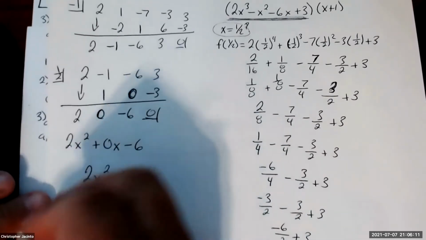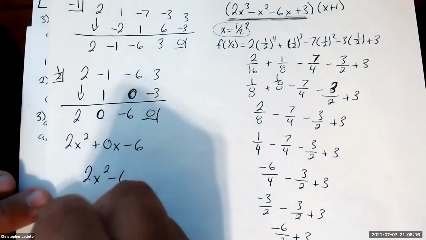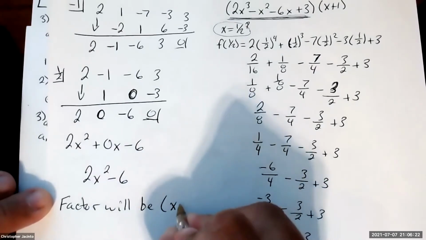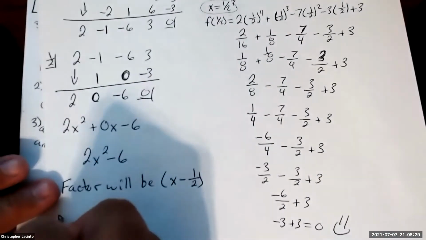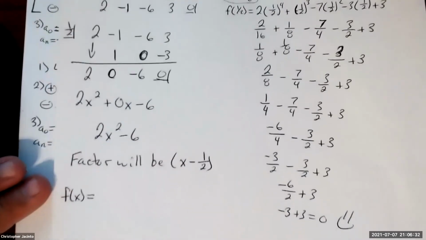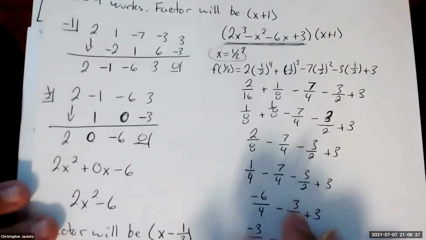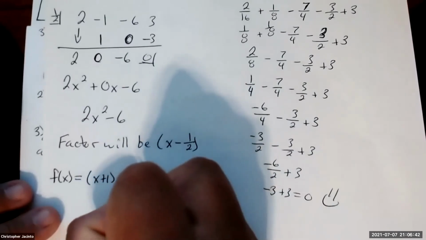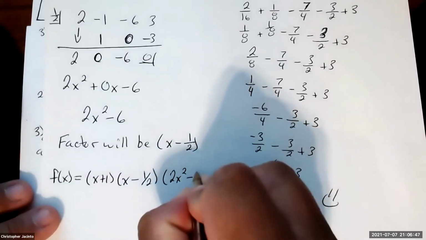Okay, so before we go any further, just like on top, since we know that 1/2 is a factor, the factor will be x minus 1/2 again, right? Because it was the opposite sign of what we chose. All right, so final thing, since you guys are really good at guessing, we have to start with x plus 1, right? That was the first factor. Next is our second factor, x minus 1/2. And the last one is what we just got, 2x squared minus 6.